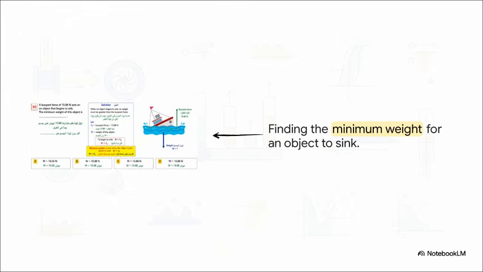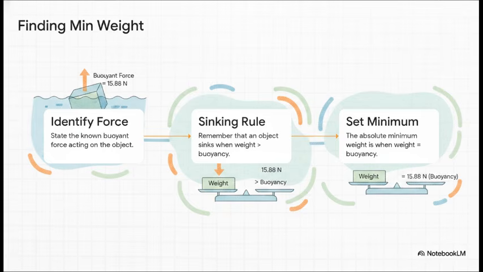All right, moving on to question 50. Let's see how they try to complicate things. We've got an object experiencing a buoyant force of 15.88 newtons, and it's just starting to sink. The exam asks, what is the absolute minimum weight of this object? Let's hack this one together.